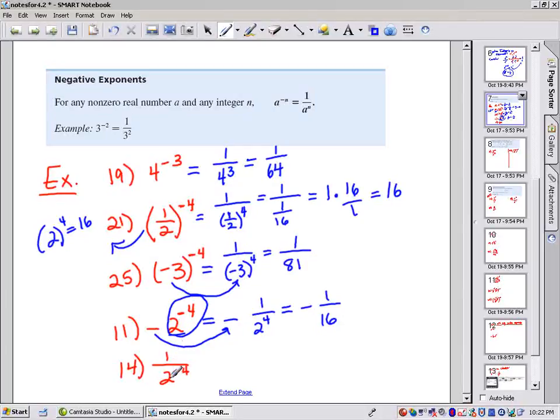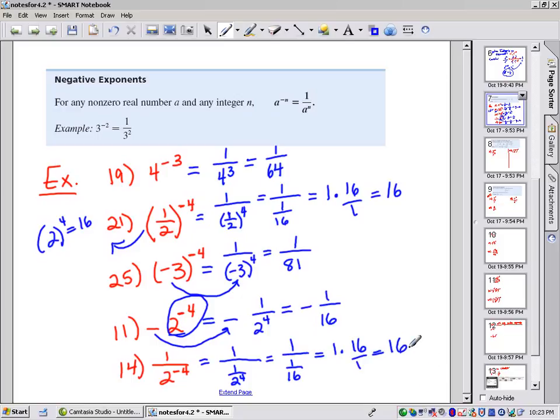What about 1 over 2 to the negative 4? If we do it the long way, the 1 in the numerator stays. The 2 to the negative 4 is really 1 over 2 to the 4th. So we have 1 over 16, which is similar to number 21, because now we multiply by the reciprocal. 1 times 16 over 1, which is 16.